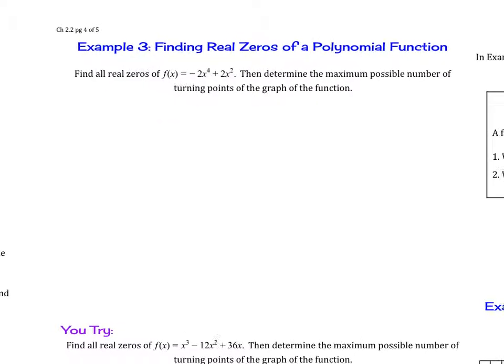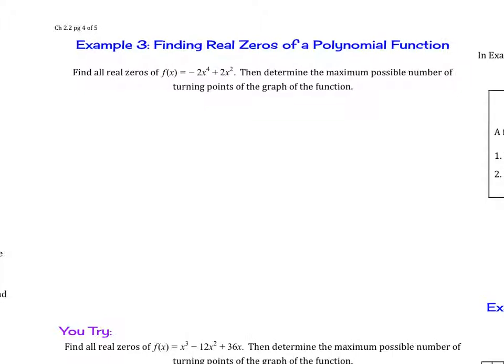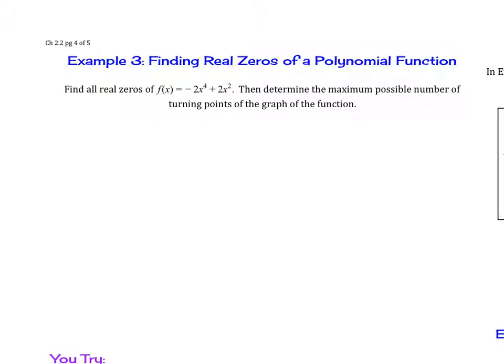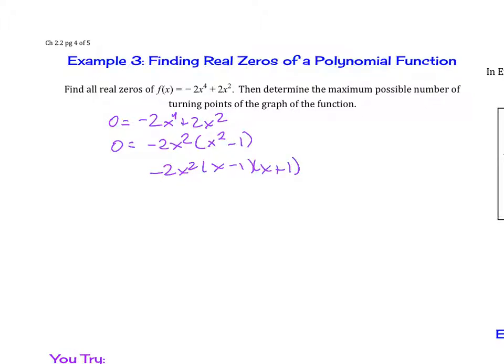So in these problems we're finding all real zeros, so we're just going to write the answer as x equals. We're also going to determine the maximum number of turning points on the graph of the function. Finding the zeros, meaning we're finding the x-intercepts, is basically what we're doing. All you're doing is setting the equation equal to 0 and solving. So we set it to 0, we can factor out a 2x squared. We're left with x squared minus 1, so we can factor it. And so we know our x's are at 0, and plus and minus 1.